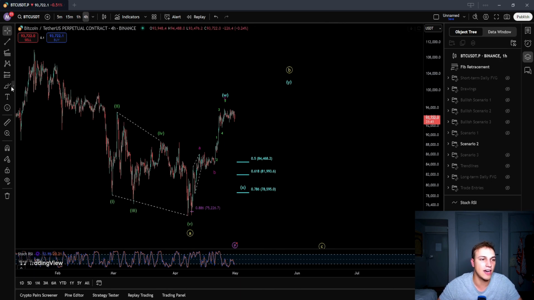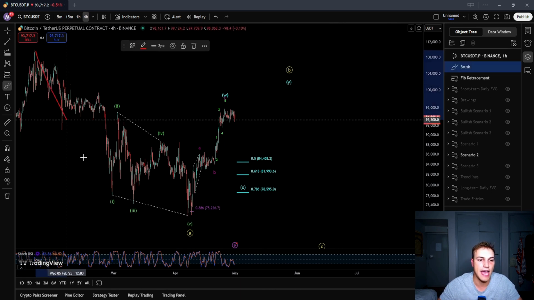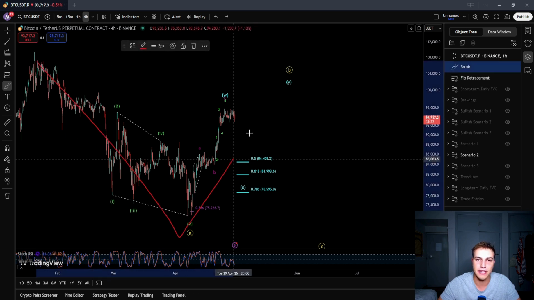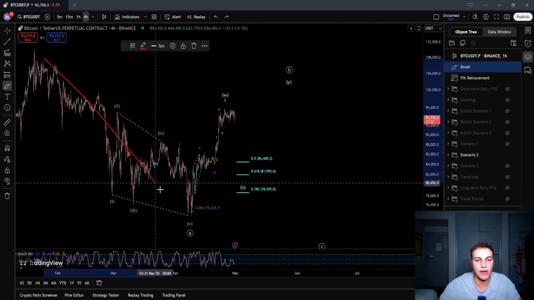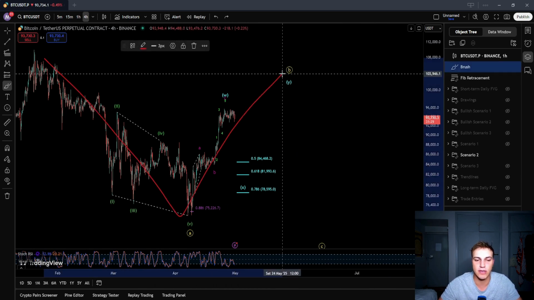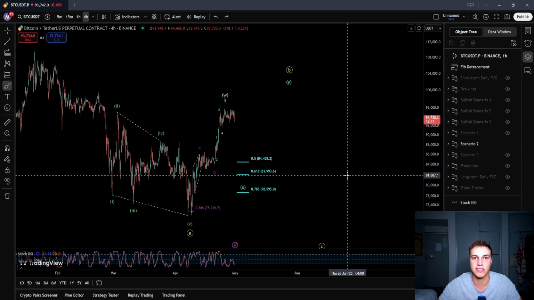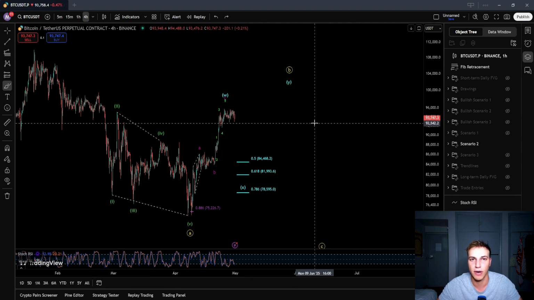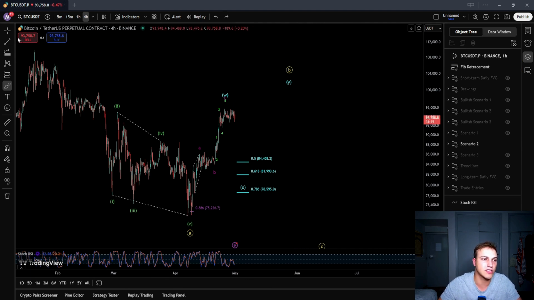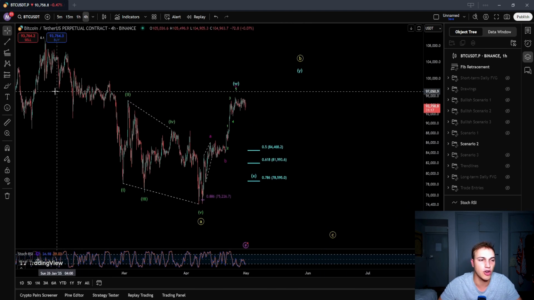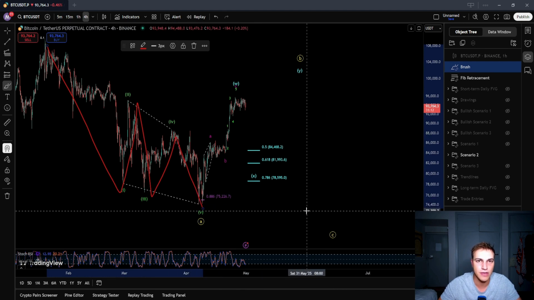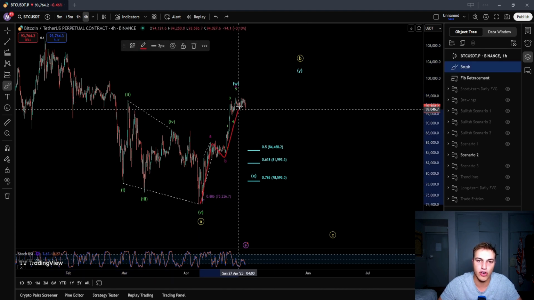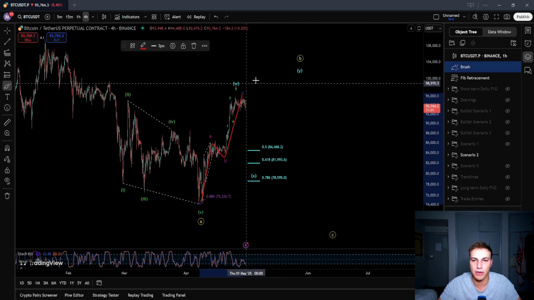But here on this corrective structure, we have an A, B, and a wave C, right? We are looking for a 5-wave structure in A, a 3-wave structure in B, followed by a 5-wave structure in C, the standard 5-3-5 in an A, B, followed by C. So here, if we are to take this structure as our main scenario, we can see we have a 5-wave structure in wave A, followed by a 3-wave structure now in wave W of B.